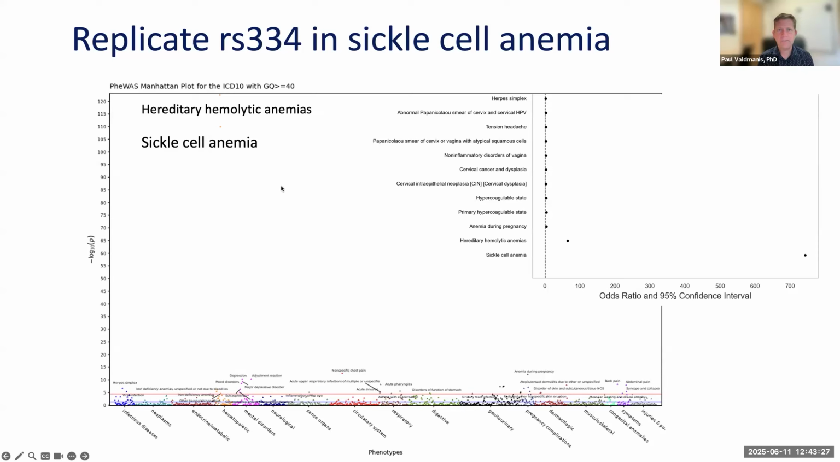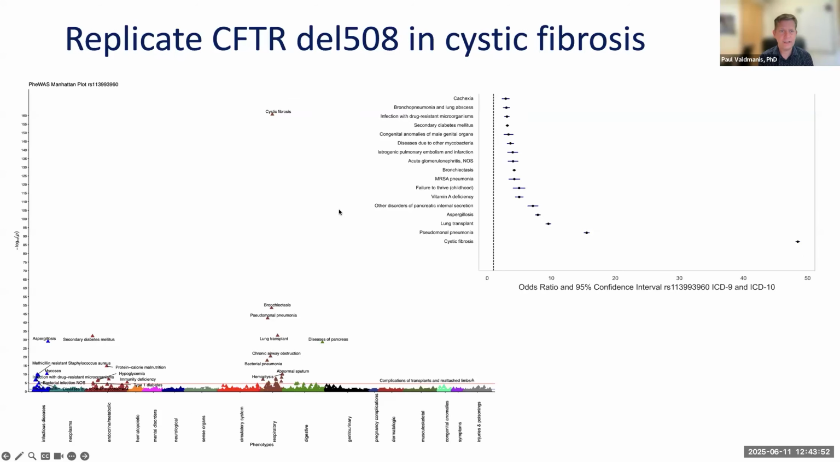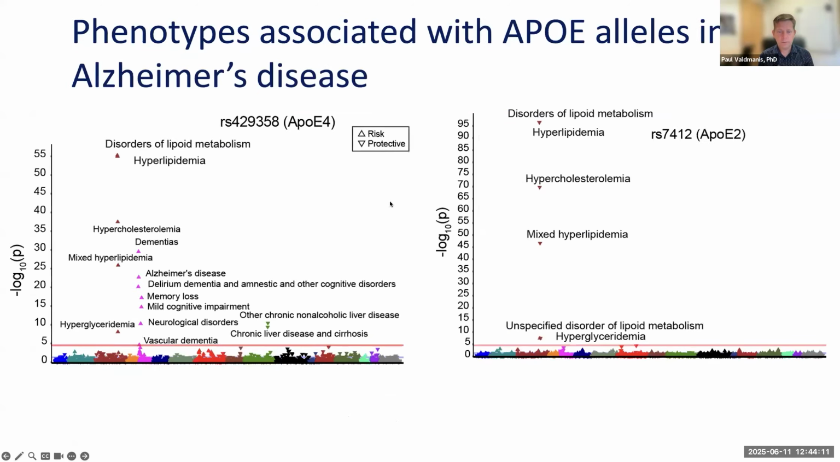But with these pipelines, you can replicate fairly well-established traits associated with particular genetic variants. So if you throw RS334 into the PheWAS pipeline, sickle cell anemia comes up with a negative log 10 p-value of 110 and an odds ratio of over 700. So this is a very well-established variant associated with sickle cell anemia. There's a deletion in the CFTR gene, del508, that's fairly well associated with cystic fibrosis. And again, you can see the negative log 10 p-values are 160 or more, with really high odds ratios for this variant. So we could replicate existing findings.